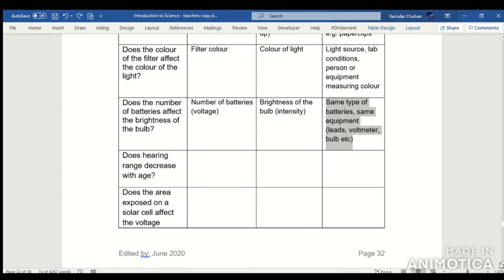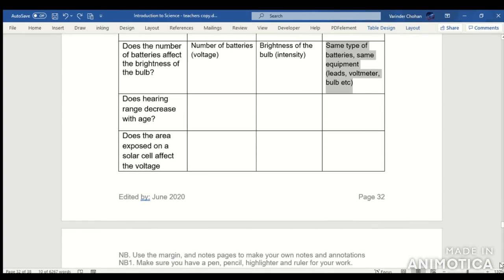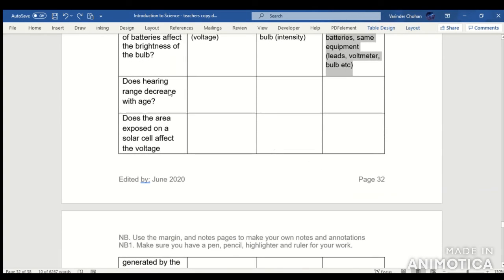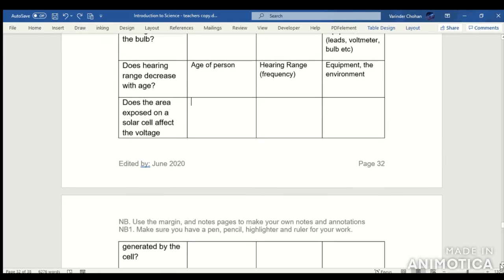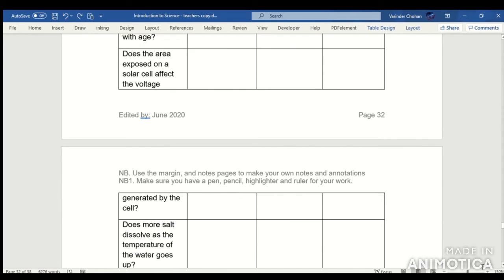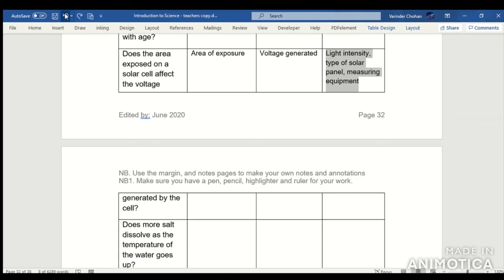Next practical, does hearing range decrease with age? Independent variable is age of person. The dependent variable is hearing range. Control variable is the equipment and the environment. Next practical, does the area exposed on a solar cell affect the voltage? Independent variable is area of exposure. Dependent variable is voltage generated. Control variables can include light intensity and type of solar panel.